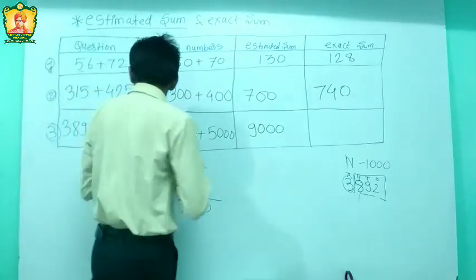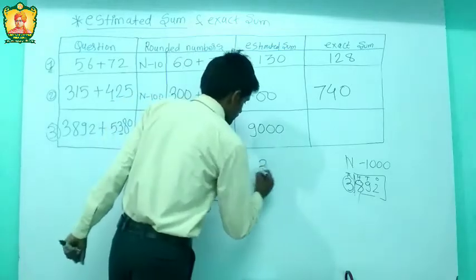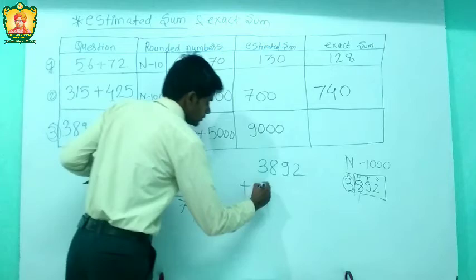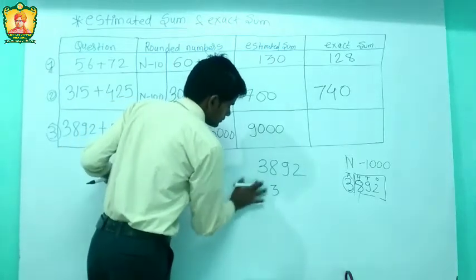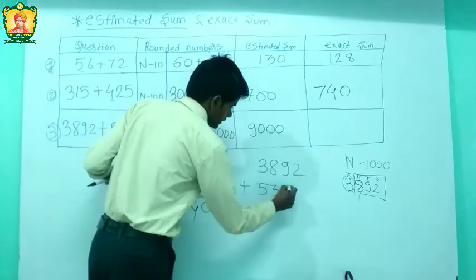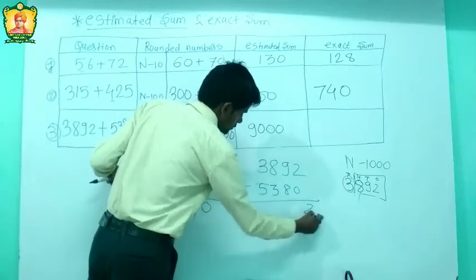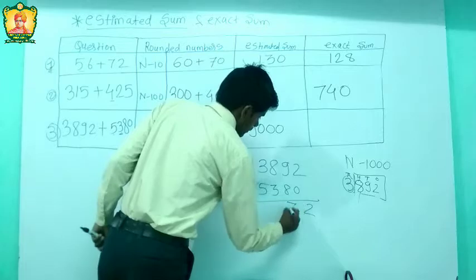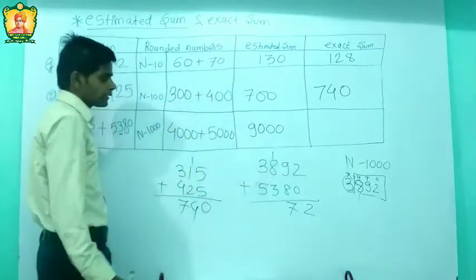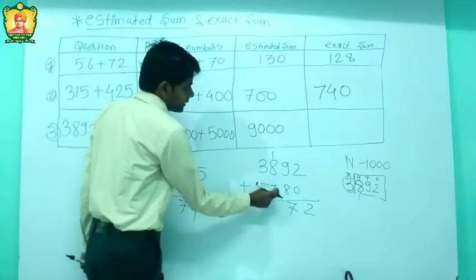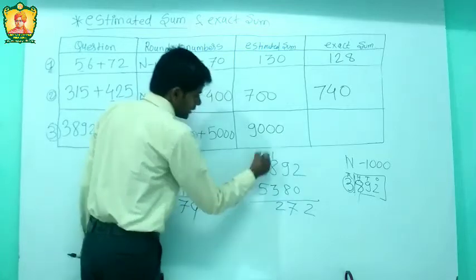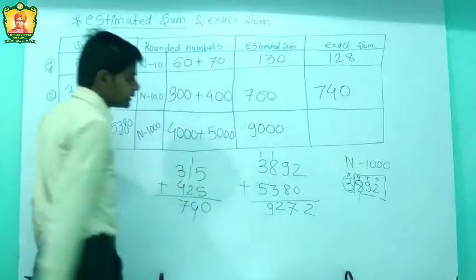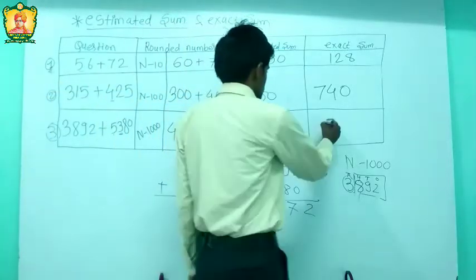ओके, now find out the exact sum. अब एग्जैक्ट सम निकालने के लिए क्या करेंगे? We will take the numbers as it is, 3892 add with 5380. There is 2, 9 plus 9, sorry, 9 plus 8, 17, so we will write 7 here, 1 will be carried forward to the 100 place, 8, 9, 10, 11 and 12, so we will write 2 here, again carry forward 1, 5 plus 4 gives us 9, so it is 9272.